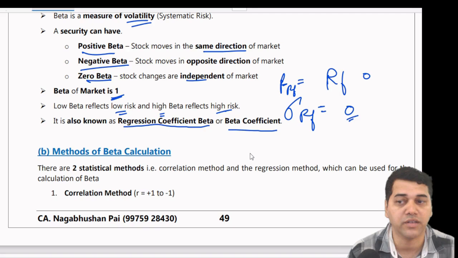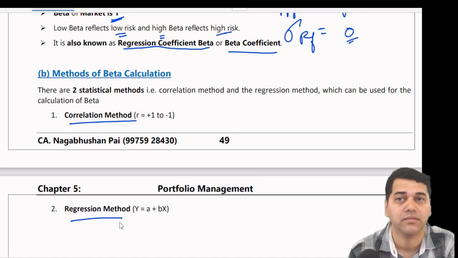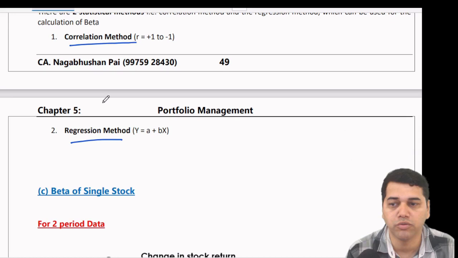There are two methods to calculate it. One is called the correlation method, another is called the regression method. You get the same answer, but you get it in a different way. We will see both, and the equations for each.